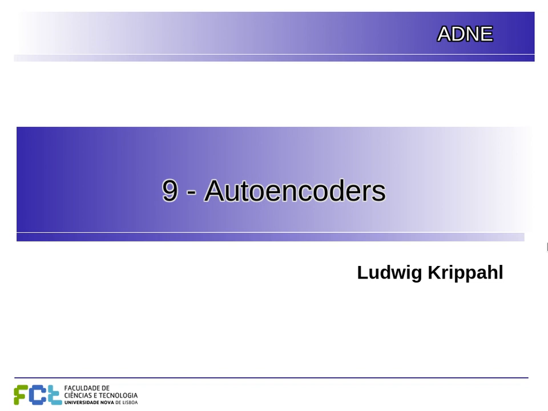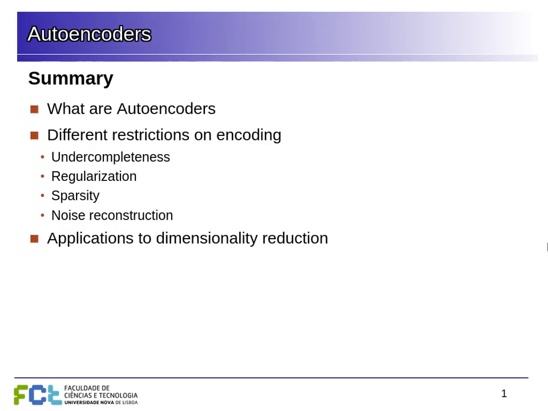Now we're going to look at autoencoders, which are a way of using neural networks for unsupervised learning. So we don't need labeled examples. We're going to see what autoencoders are and how we can force the autoencoder to learn something useful about the data: being undercomplete, using regularization, sparsity, and so forth.